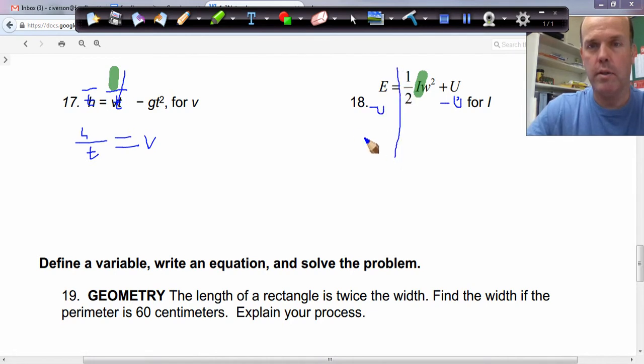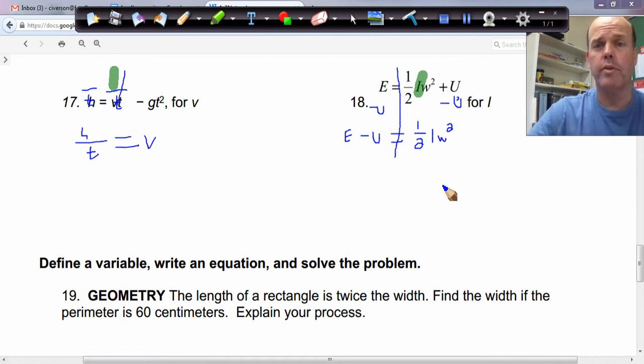Because there's the equal sign. So I have e minus u is equal to 1/2 L w squared. Alright. Next we want to do is let's get rid of our fraction. So let's multiply everything by 2. We'll multiply this by 2, then I have to multiply all this by 2.